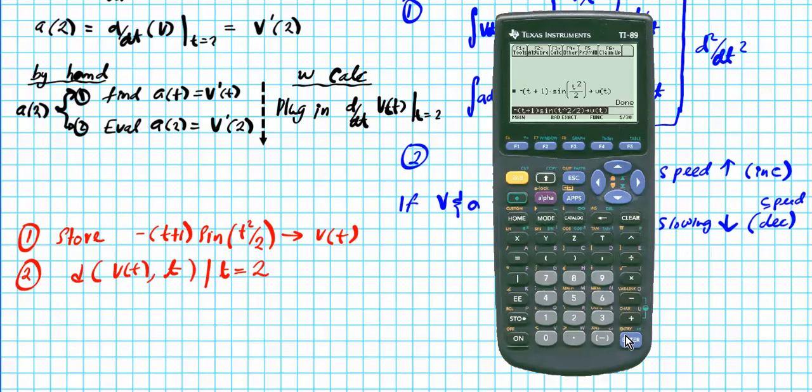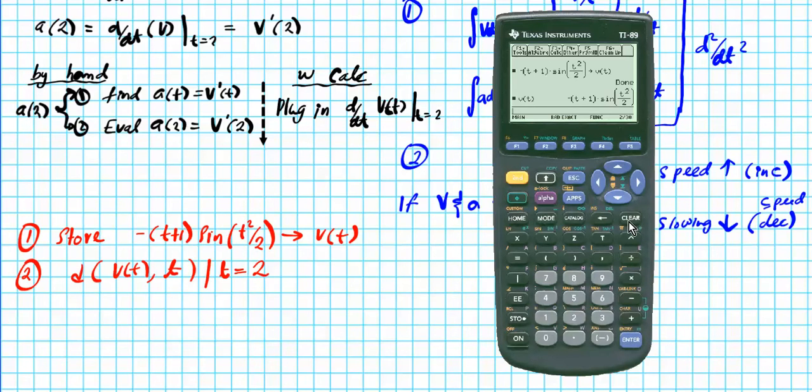Enter. The calculator will tell you done if you entered it correctly, and then you can go over your entry to make sure it's consistent with what the problem says: negative t plus 1 sine t squared over 2. And if you want to check whether your entry worked, you can just type v of t in your calculator, press enter, and it gives you the function. So that's perfect. We're done with the first part.